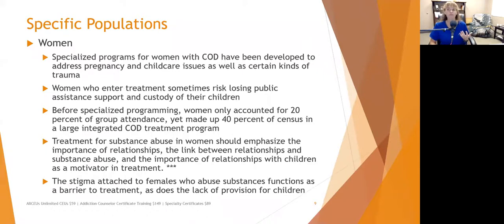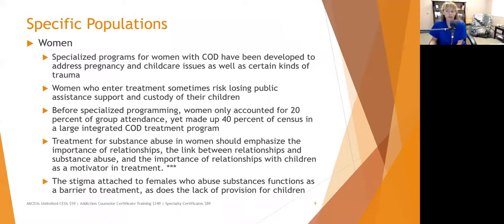But women also have specialized issues in terms of mood, hormone changes, and trauma that aren't going to be the same for guys. So we do need to be aware of some specialized issues that women may face. Women who enter treatment sometimes risk losing public assistance support and custody of their children, which means a lot of women will not go to treatment because they're afraid they're going to get the Department of Children and Families involved, lose custody of their children, and not be able to pay for anything to feed their children. So we need to look at what the consequences are and try to help women in a way that's meaningful to them.